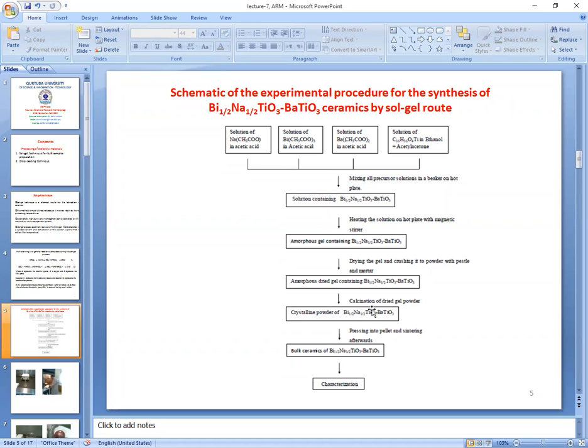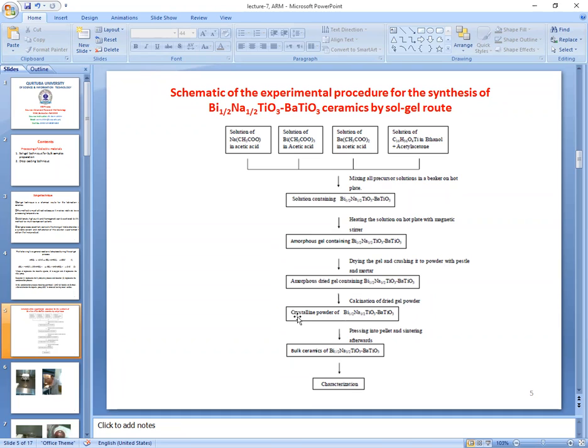After that, we calcine it in a furnace from 600 degrees centigrade to 800 degrees centigrade. In this temperature range, the material is formed. The gel contains alkyl groups, but after calcination, the alkyl groups are evaporated and we are left with MOM, which means metal oxide metal. Bismuth, sodium, titanium and barium are metals, and O is oxygen. So we get an oxide material, basically bismuth sodium titanate barium titanate.